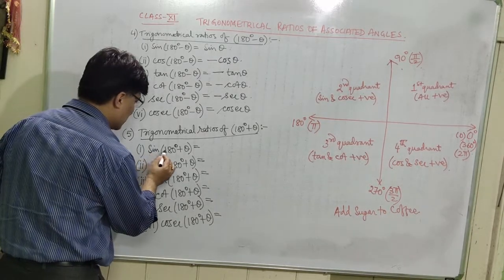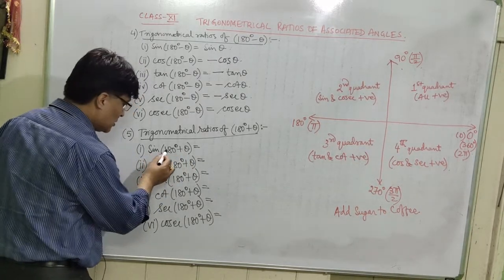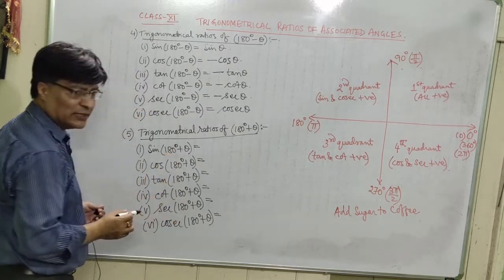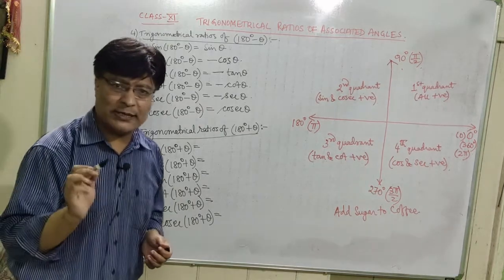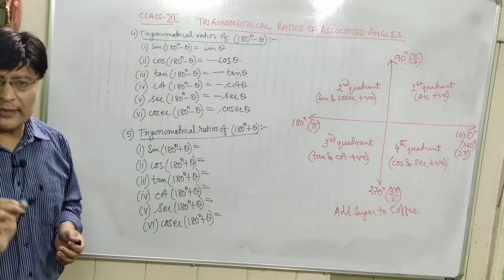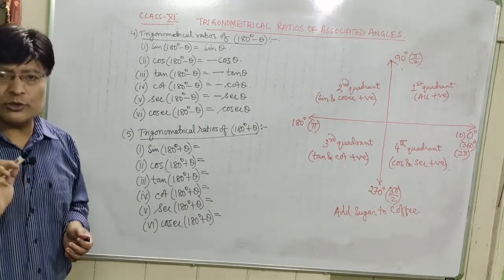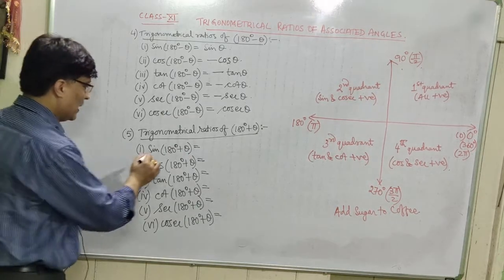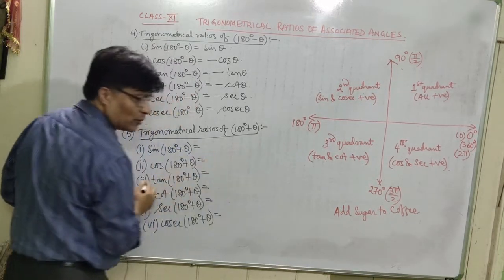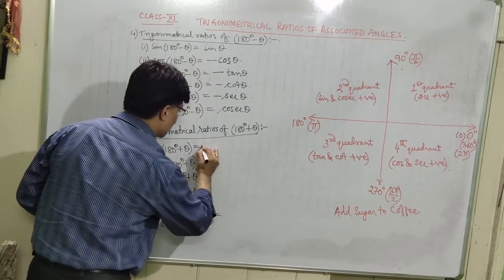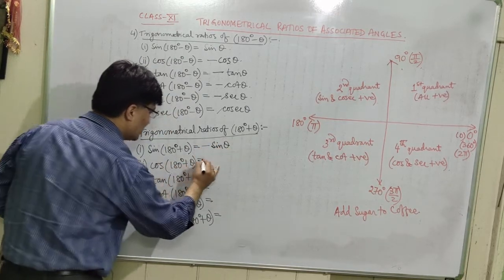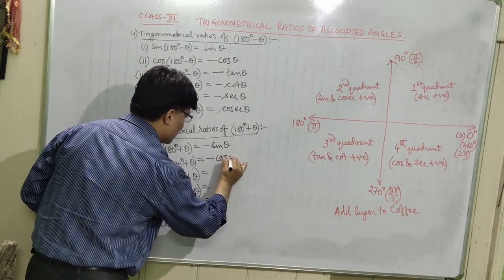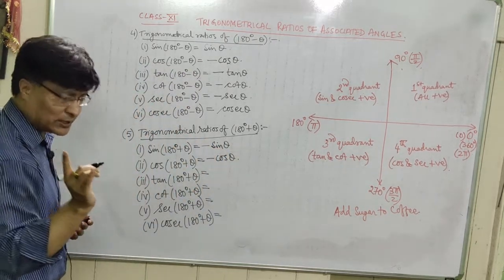So let us write down the formula. What is the formula for sine 180 plus theta? Since 180 is an even multiple of 90, 90 into 2, trigonometric ratios do not change. And 180 degree plus theta lies in the third quadrant. So sine is negative in the third quadrant, minus sine theta. What is cos 180 plus theta? Minus cos theta. I think you have understood it.